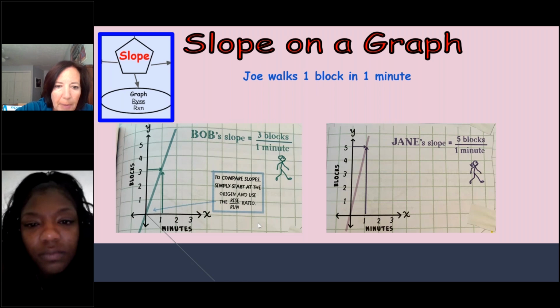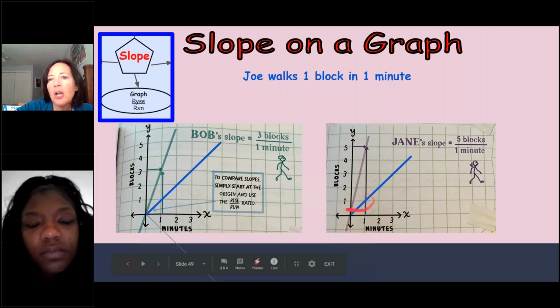So look over here on Bob's graph. In order to plot Joe's line, we're going to start at the origin. We're going to go up 1 box, over 1 box, and put a dot there. Up 1 box, over 1 box, put a dot. When we graph Joe's, it's up 1, over 1, up 1, over 1.